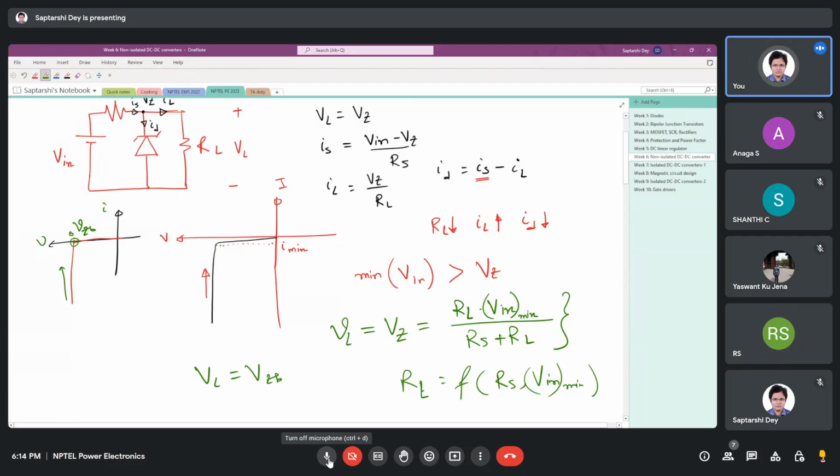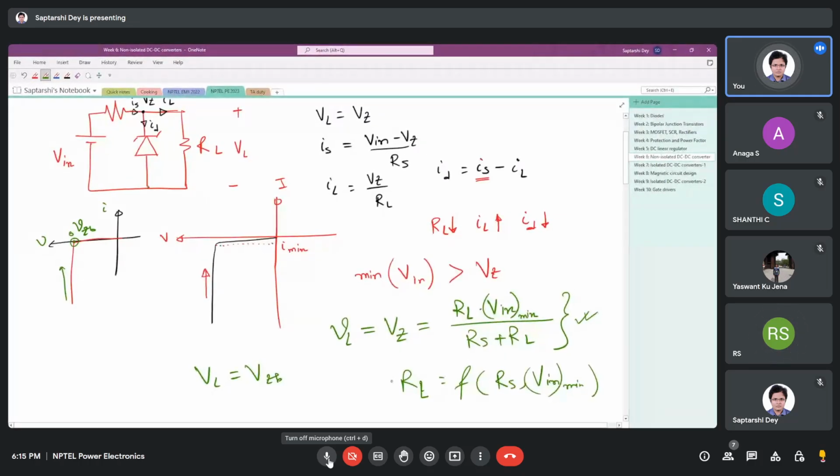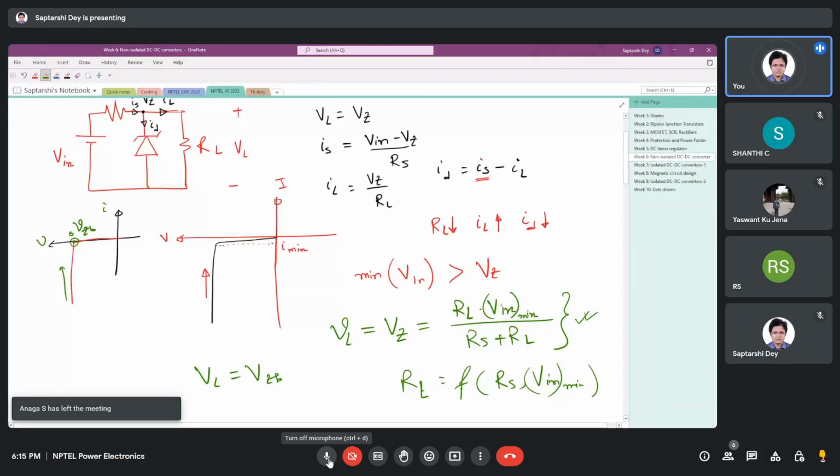again we have to consider the worst possible condition. So the minimum value of input voltage you are considering. If the Zener is not there, whatever voltage is across RL comes from the voltage division law. So from here you can find out RL. This is the minimum value of RL that you can have even at the lowest voltage.